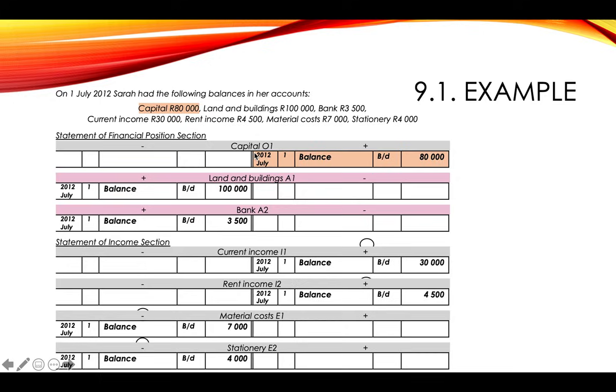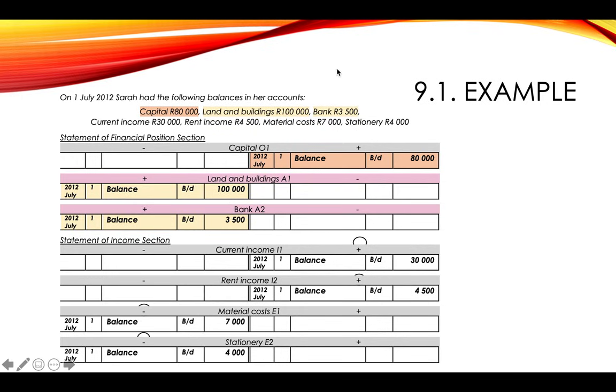We then fill in the date, 2012, July. It is important to show both the year and the month. The day will be on the 1st, and we will write balance brought down, simply meaning that this 80,000 represents money from previous times.